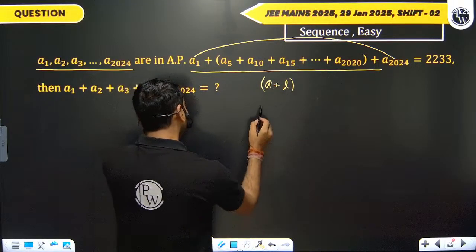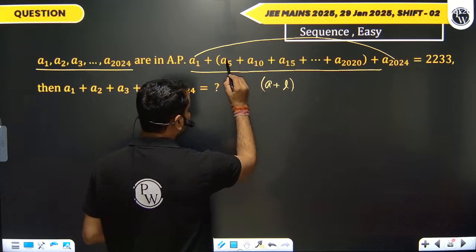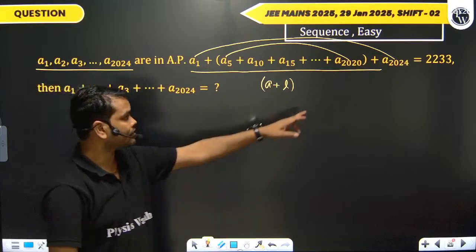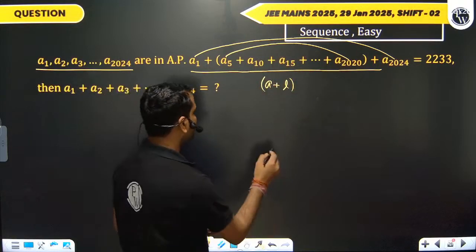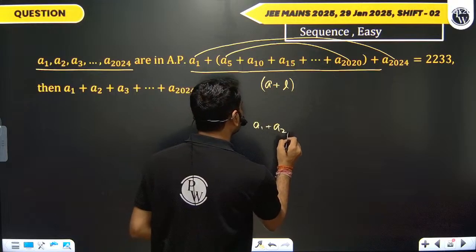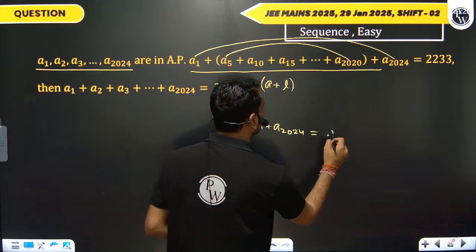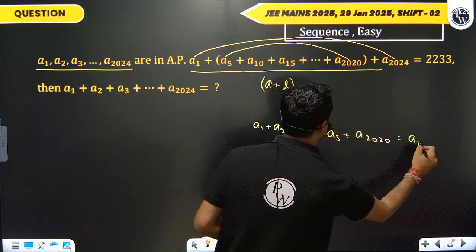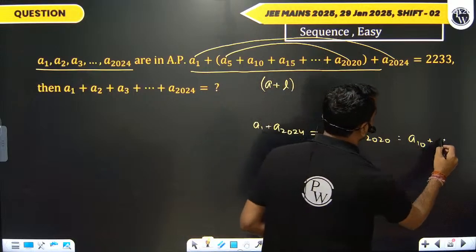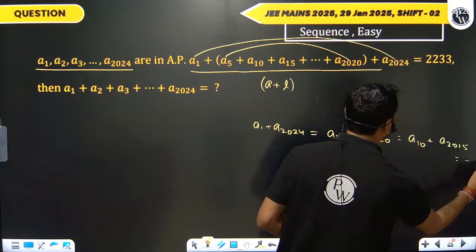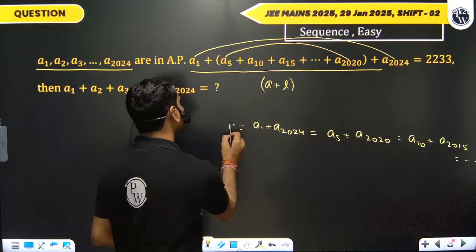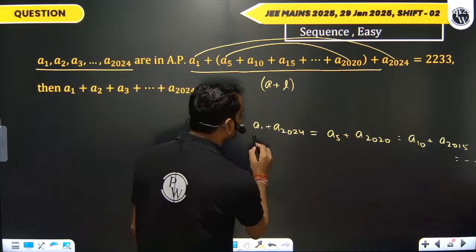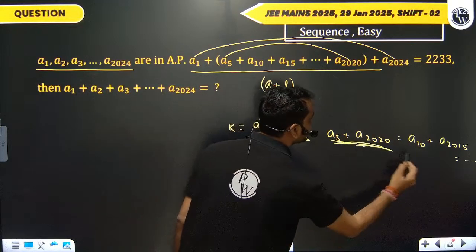So that is one thing. Then the fifth term plus the fifth term from the end will also be constant. Means A1 plus A2024 will be equal to A5 plus A2020, will be equal to A10 plus A2015, and like that it will go on. Suppose it is equal to K, some constant K. So now we just have to focus on how many pairs will come.